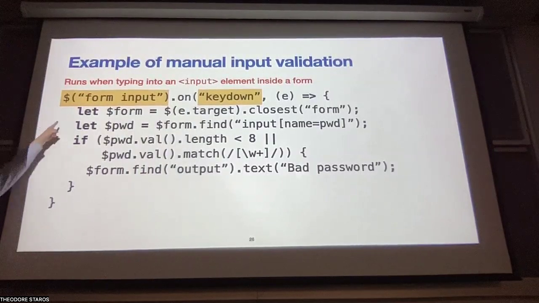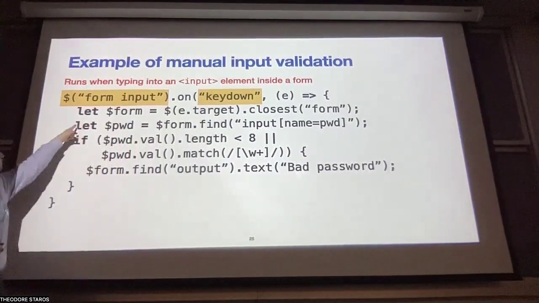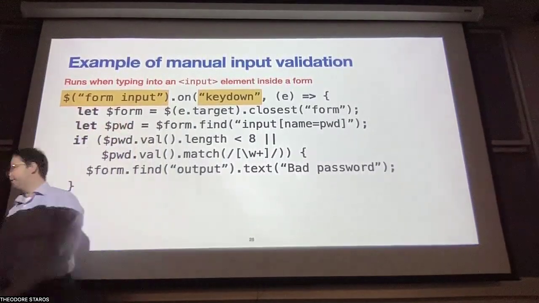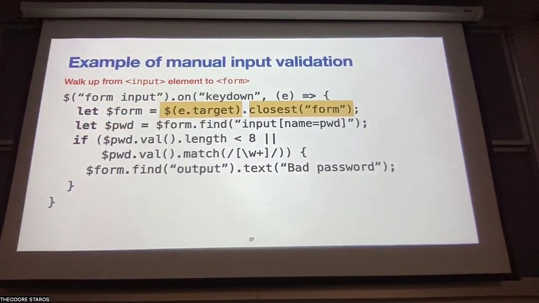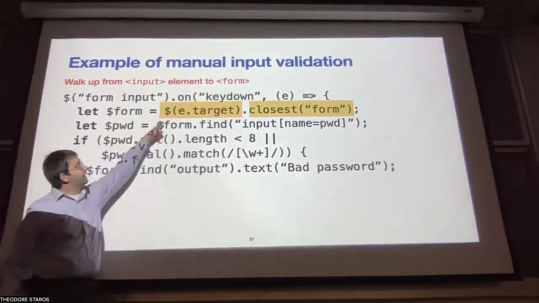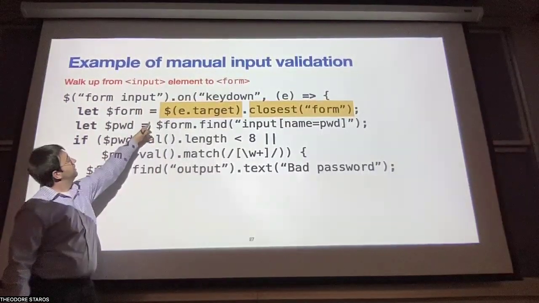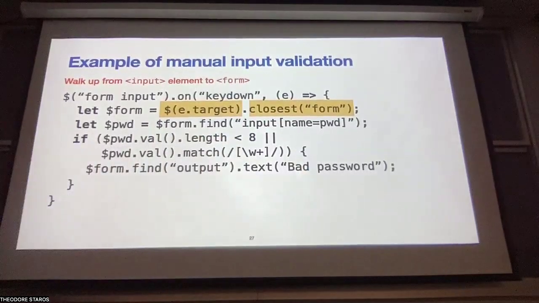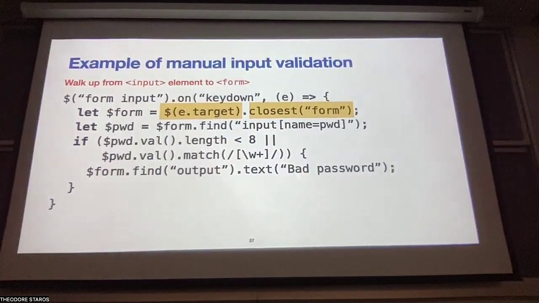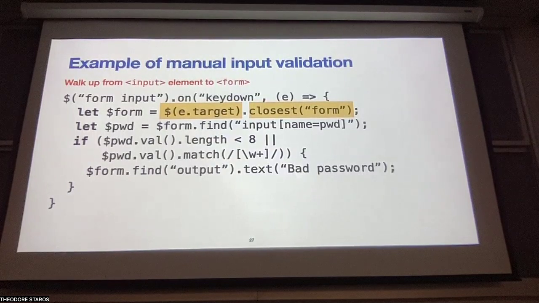So I have this code executing every time you type into a text box. What's it doing? The first thing it's doing is finding the form that this input element is in. Remember that the target of the event is an input element. So we want to find the closest form, and this method .closest walks up from this element to the first ancestor that matches that selector. So I've gone up from the input element to the form.